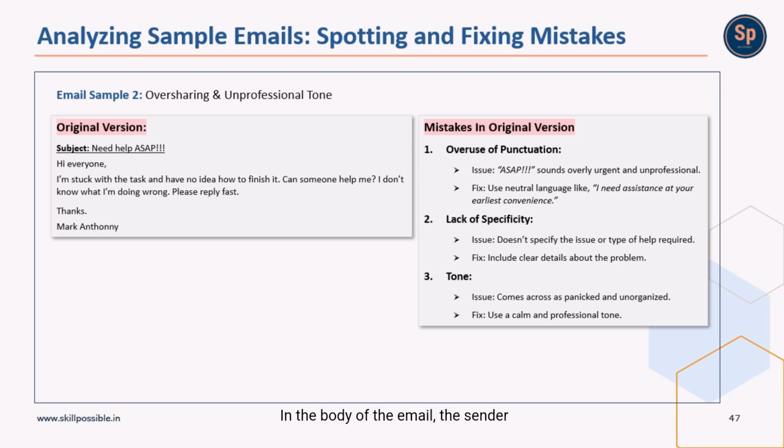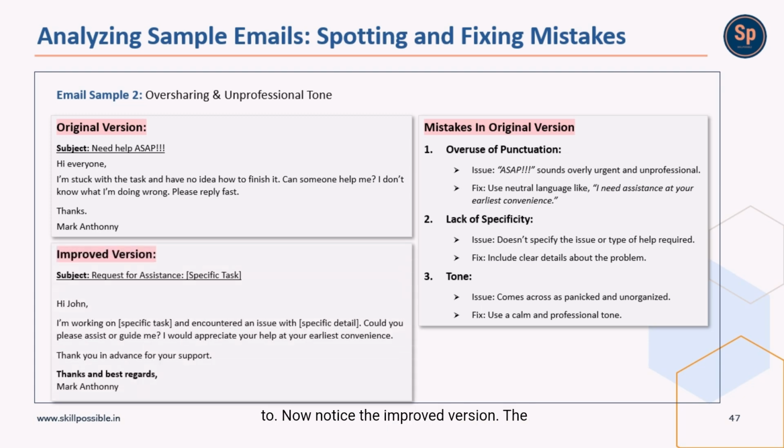In the body of the email, the sender expresses frustration but doesn't clearly explain the problem. Without specific details, the recipient may not know how to help effectively, leading to delays or back and forth. The tone of the message also comes across as panicked and unorganized. While it's okay to ask for help, maintaining a calm and confident tone makes your request easier to respond to.